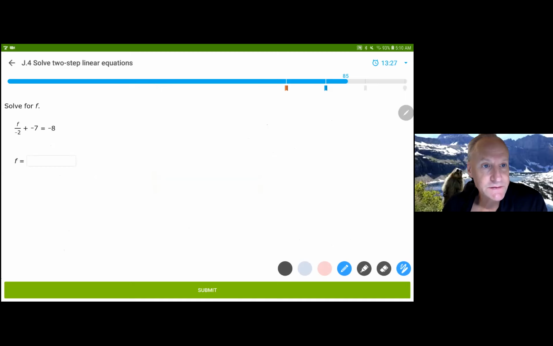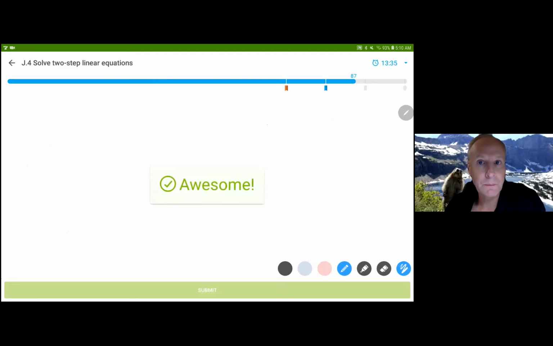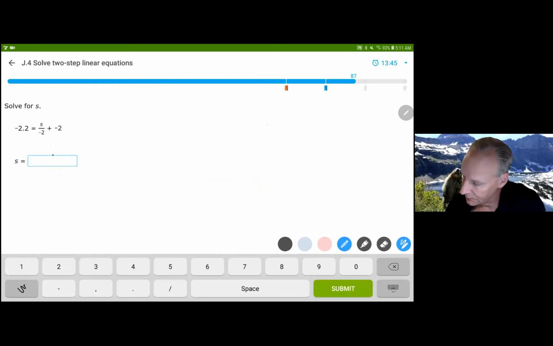Now I'm going to add 7 and multiply by negative 2 and get 2. If you need to see it, well, practice it yourself. You can try it yourself. I want to get this done. This time we're going to want to add 2 and then multiply by negative 2, and it's going to give us 0.4.